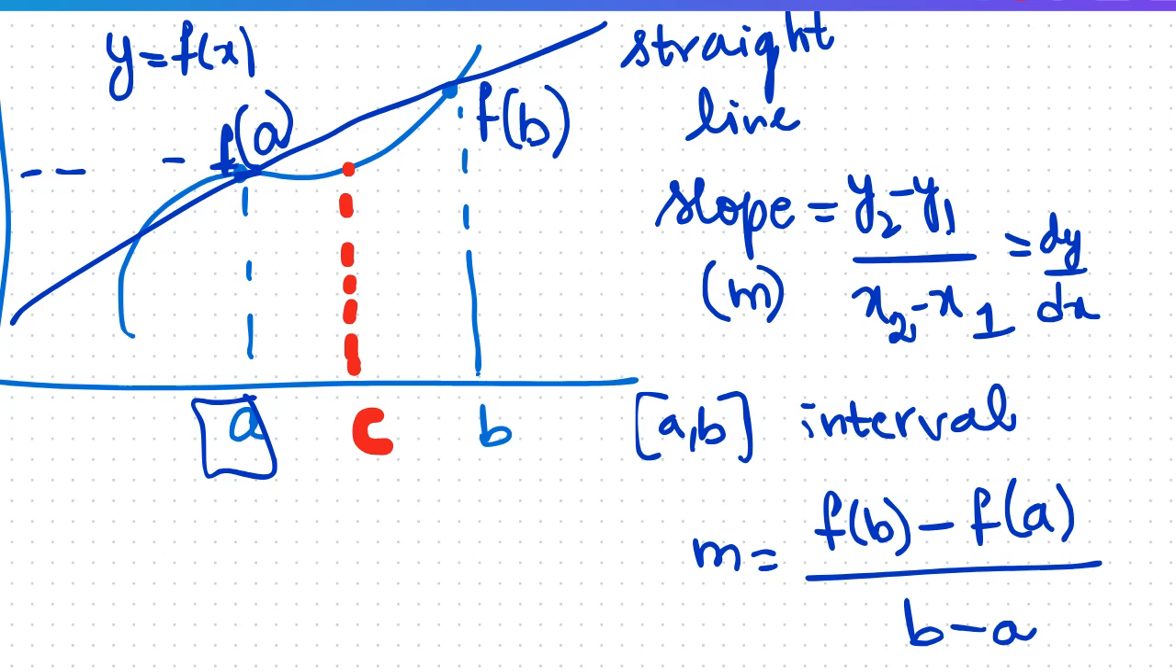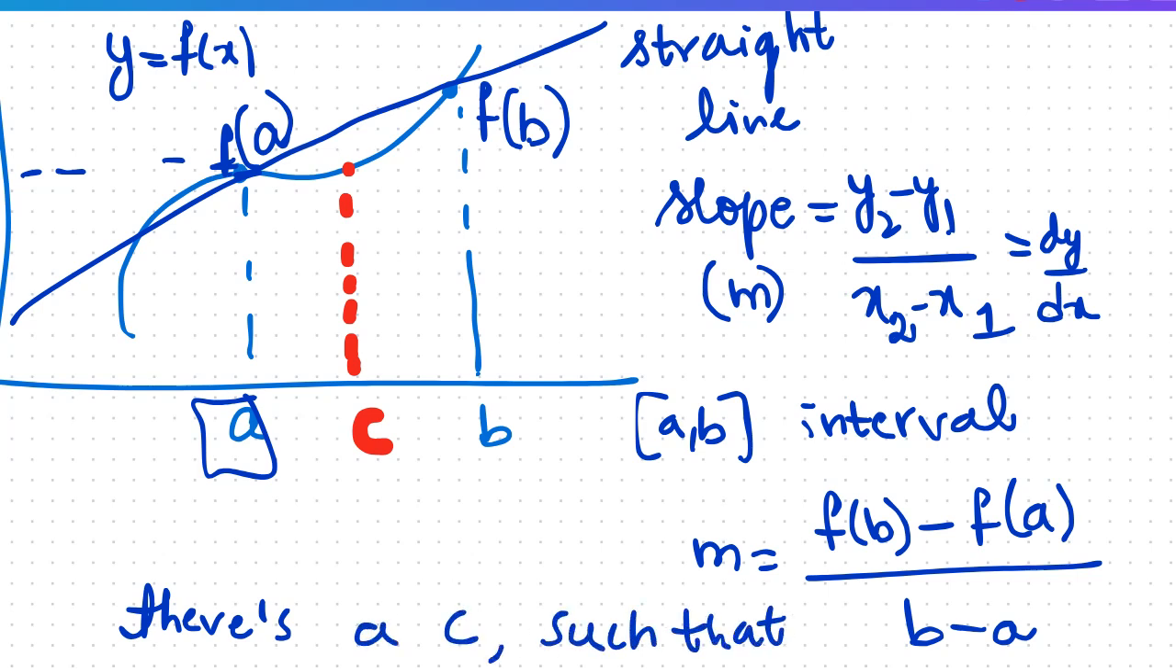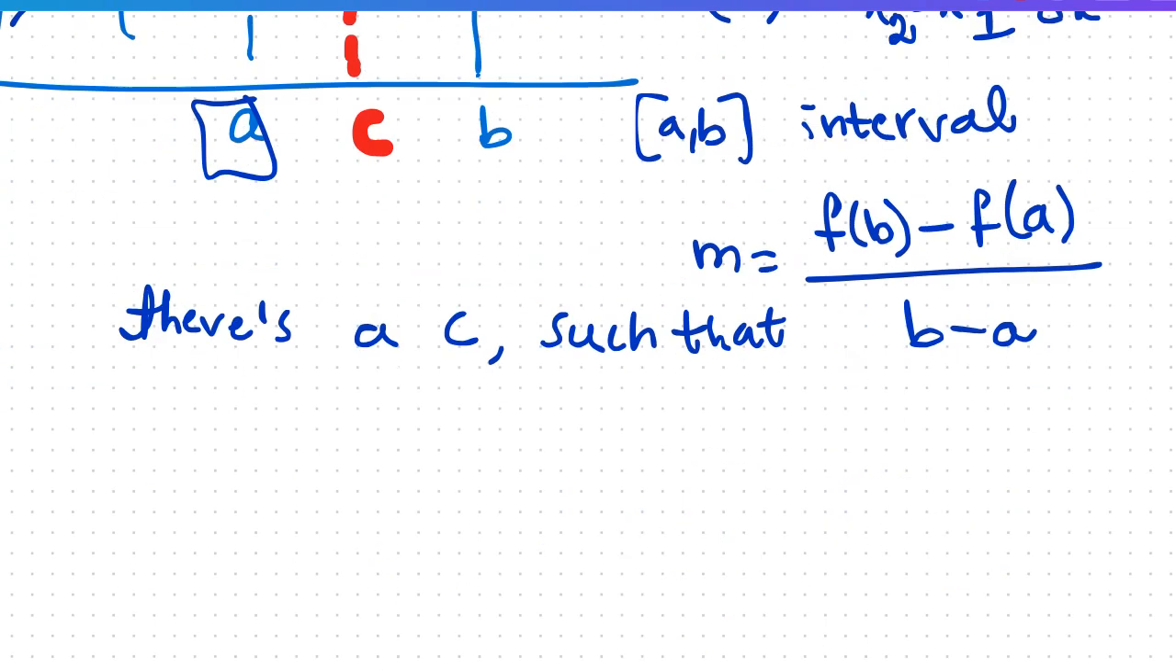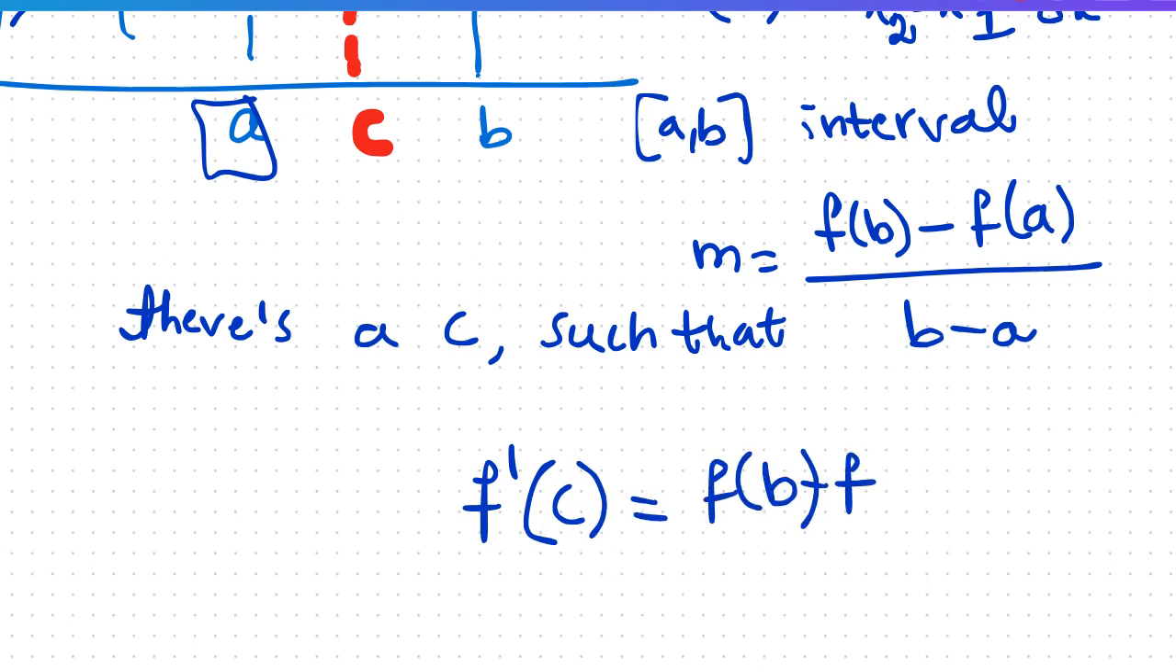The concept says that if there is a number in between a and b, there lies a number c such that its slope, f dash of c, where the function is f of x, f dash of c is equal to, like this.